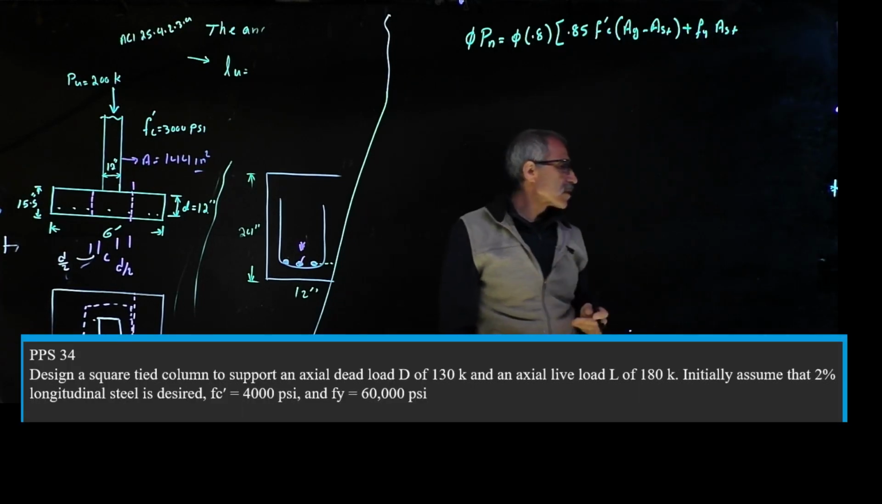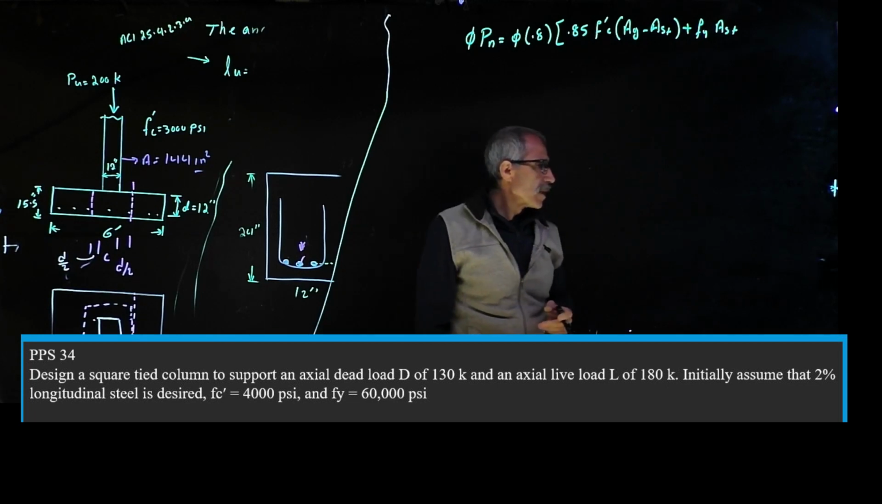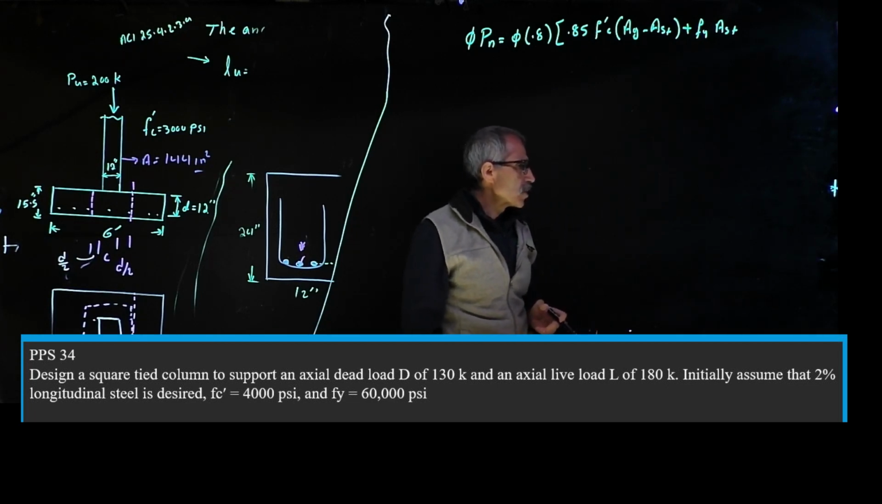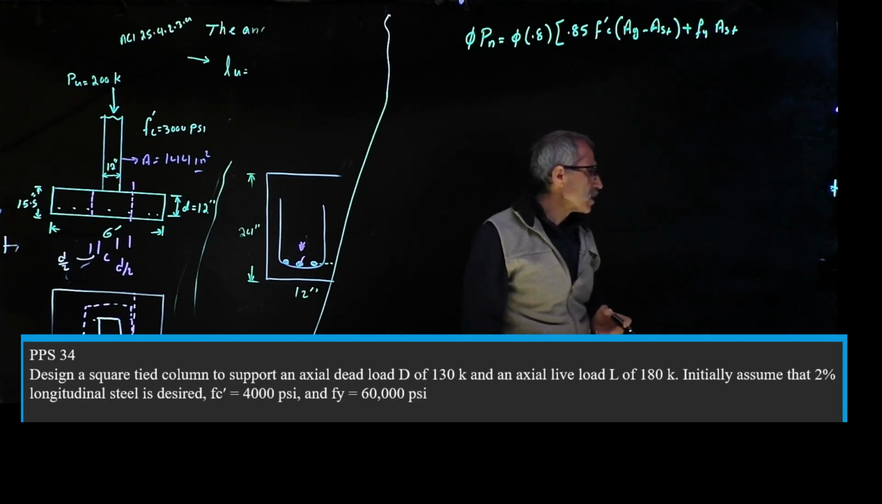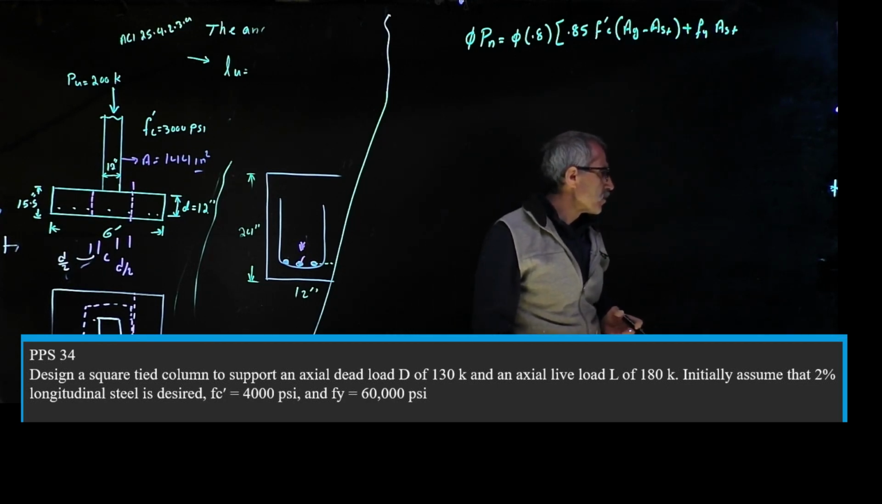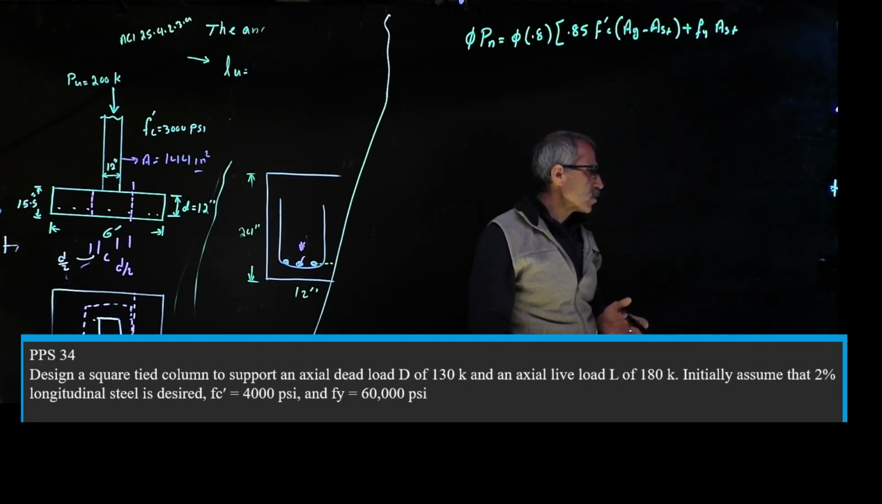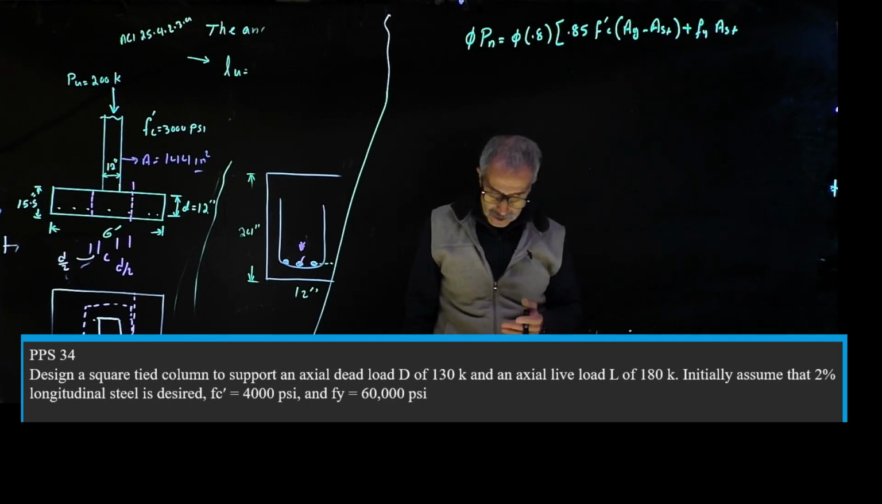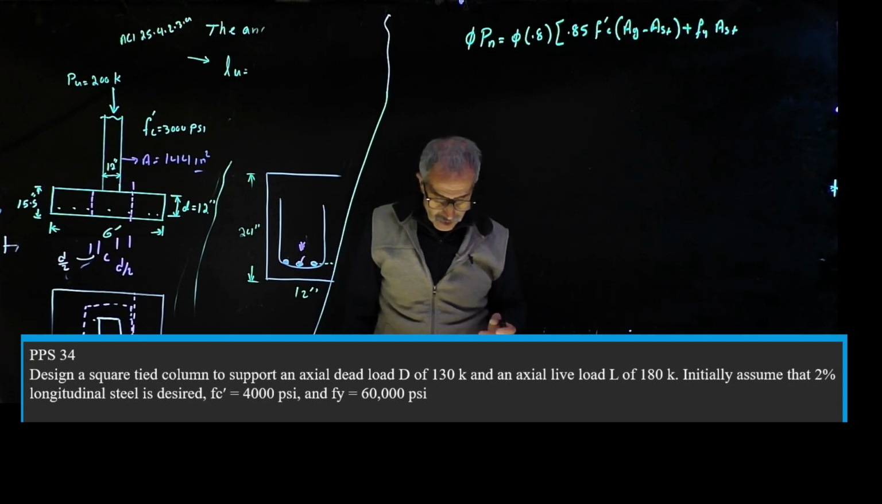Okay, take a look at this last problem on concrete. We're going to design a square tied column to support a dead load of 130 kips and 180 kips for live load. It says initially assume 2% longitudinal steel. f'c is 4,000 and fy is 60,000. So they already told us it's 2% steel, which makes it easier. We're just going to plug in.